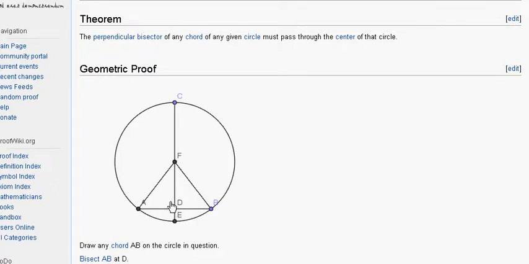So by SSS congruency, we can say that triangle FAD is congruent to triangle FBD, and that means the angles we want to find, FDA and FDB, are equal. But they form a linear pair, because ADB is a straight line, so they sum to 180 degrees. That means that they both are 90 degrees, and I proved that to you. Now I'll show this theorem in a geometrical way.